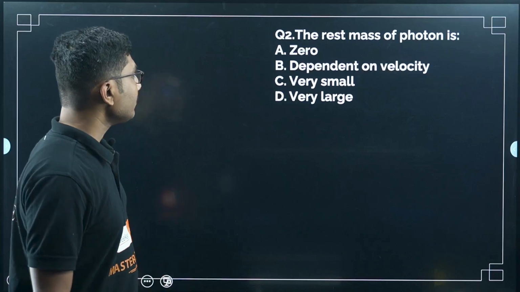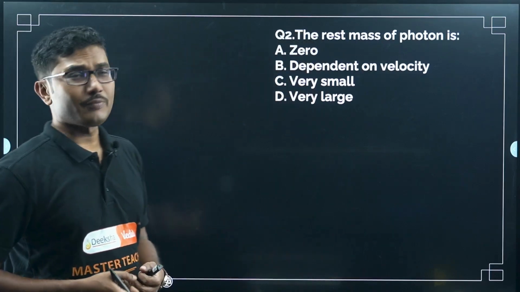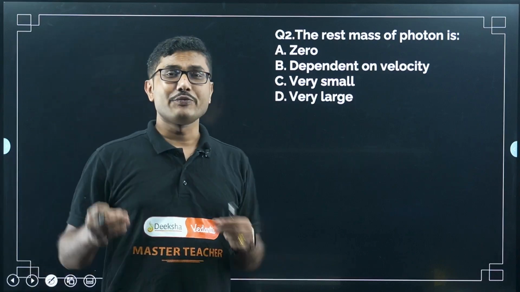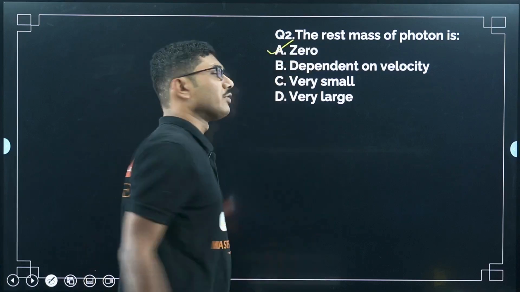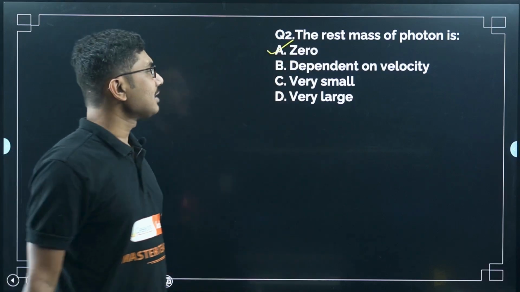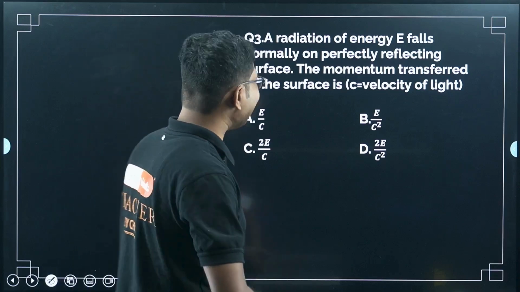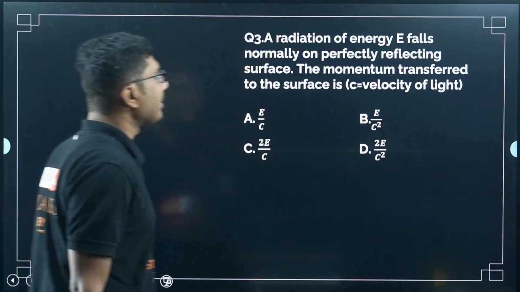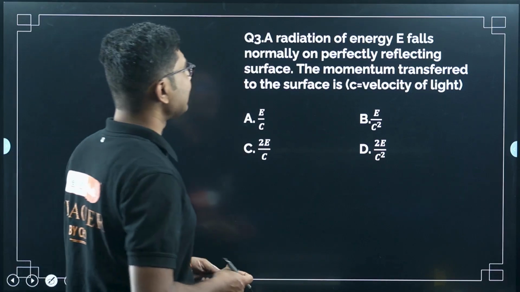Now, the rest mass of photon is. So what is the meaning of that? If the photon is at rest, then what will be its mass? Rest mass of a photon is 0. Okay, rest mass of a photon is 0. The radiation of energy E falls normally on a perfectly reflecting surface. Okay, the momentum transfer to the surface is.